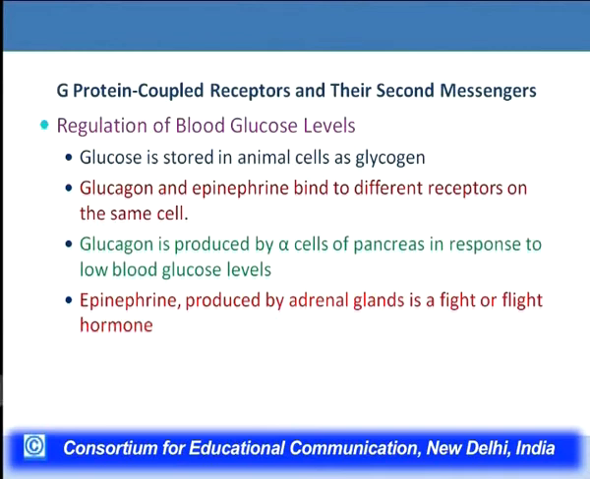Whereas epinephrine is produced by the adrenal gland, and it is the hormone which is produced during the fight or flight response. Whenever an animal is faced with danger, it has to either run away or fight with the danger. So this is known as the fight or flight response. Epinephrine is the hormone which leads to this particular response, and it helps in breaking down glycogen into glucose moieties, which will be utilized by the organism for production of ATP and for basically fighting or flying from that particular scene where there is danger.